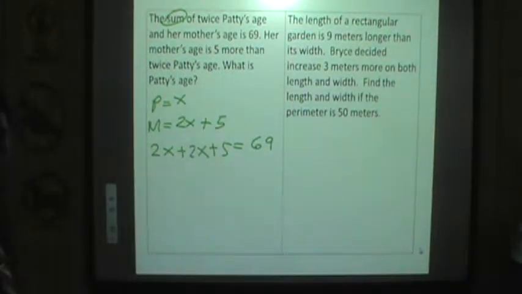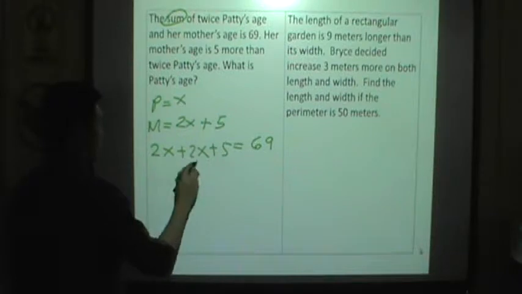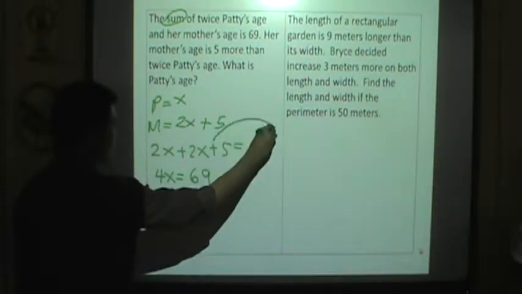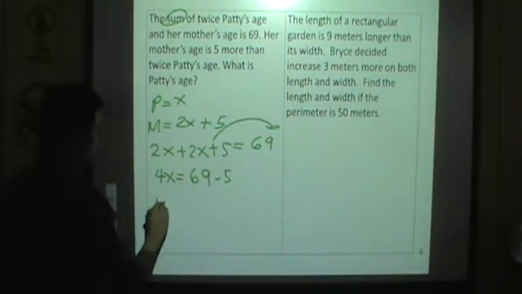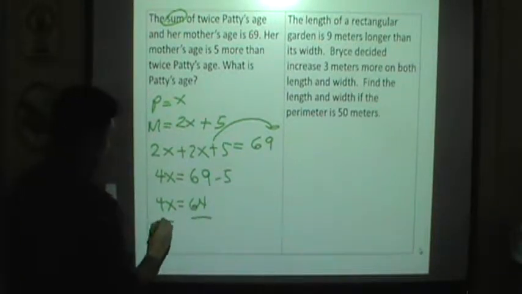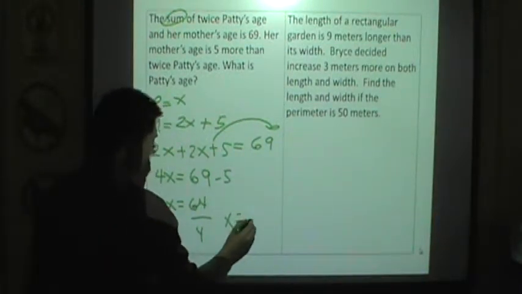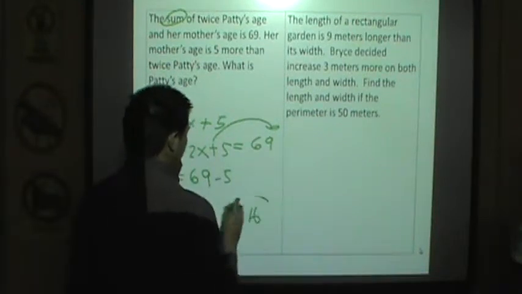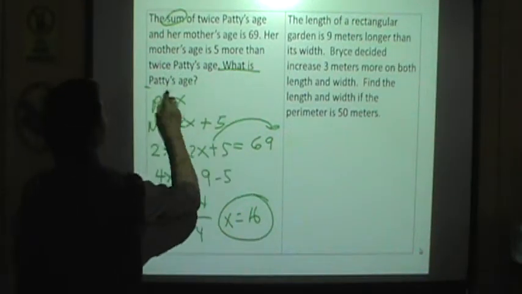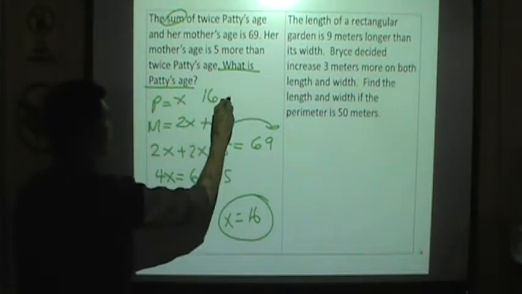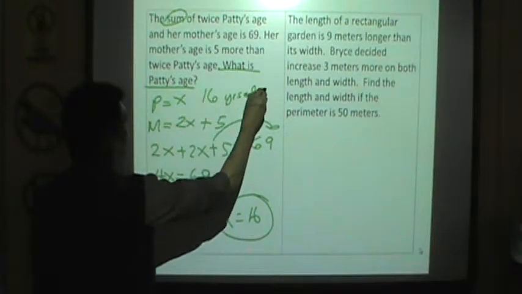Then we can go ahead and add these two. It becomes 4x. But wait, see that plus 5 becomes minus 5 over, and now you have 69 minus 5 is 64. Divide both sides by 4. x is, okay, I believe it's 16. Now let's go back to the question. What is Patty's age? Patty's age is x. We solved for x. Therefore, Patty is 16 years old.